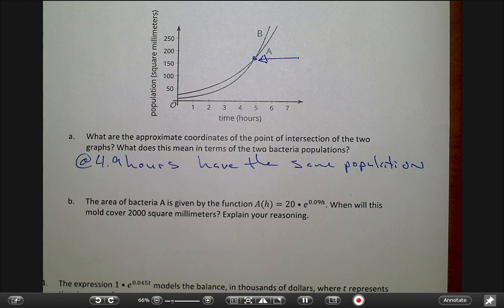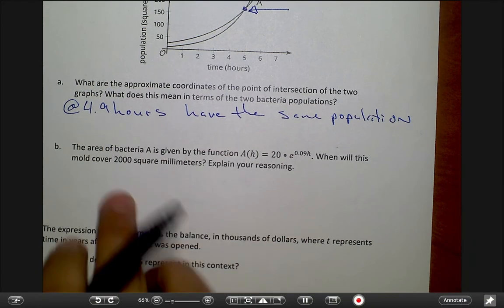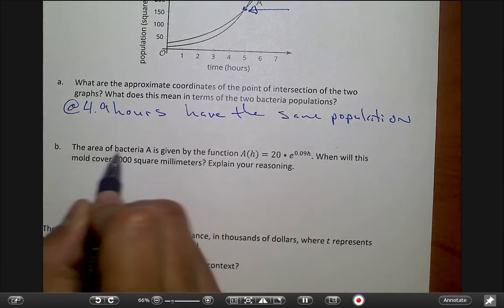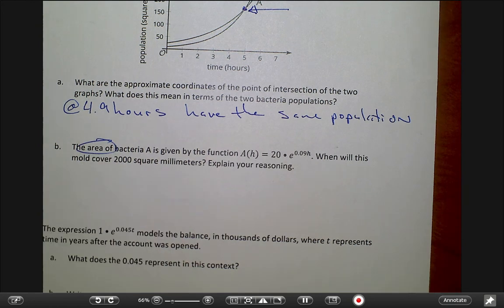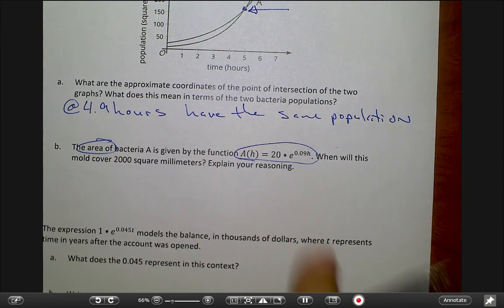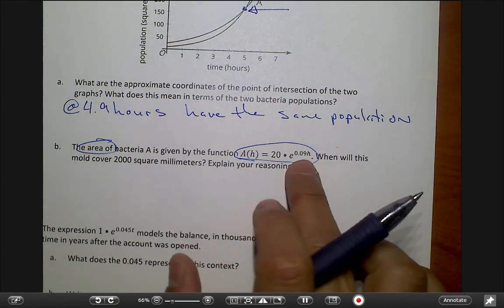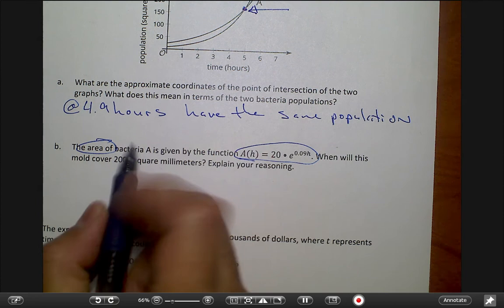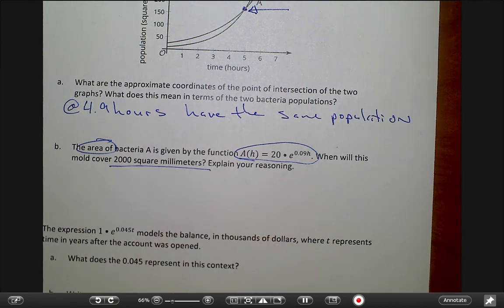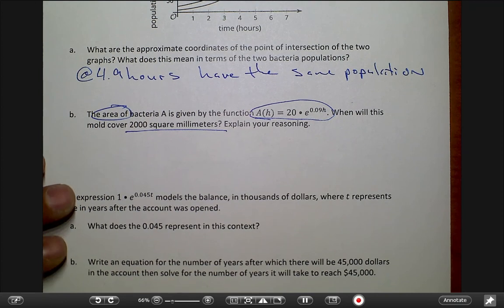All right, okay, going back to this. Okay, so the area. This wording is bad, so forgive me on this. Says the back area. Here's the area equation. Okay, and the population growth of the bacteria, the mold, right here, when this mold covers 2,000 square millimeters. Now, 2,000 square millimeters is a representation of what?